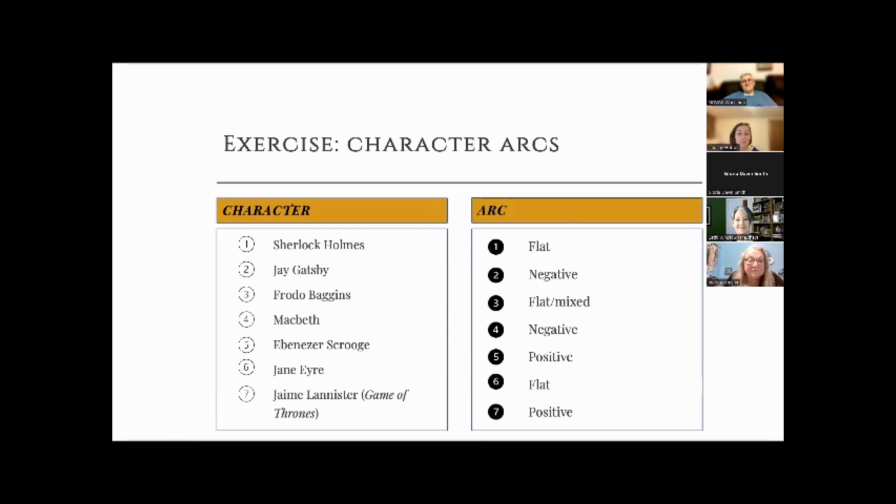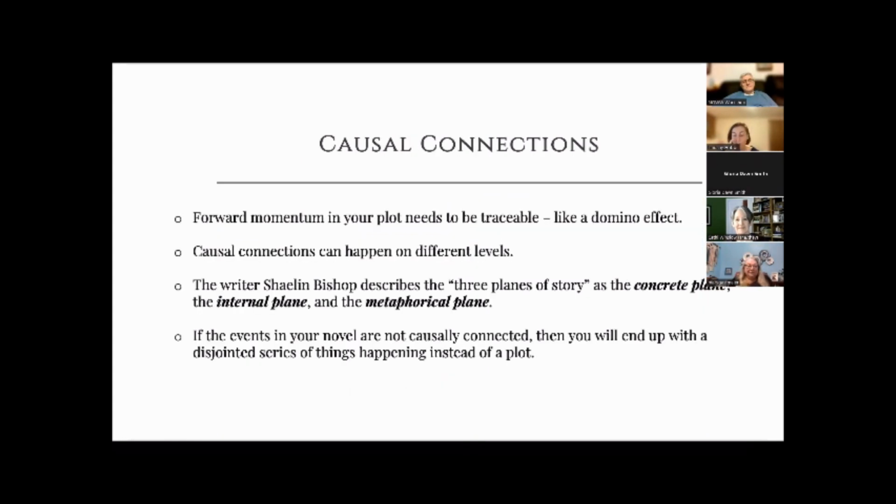All right, so we'll move on from character arcs. You can think about forward momentum in your plot being caused by a domino effect. So something happens in a scene, which causes a response, which causes the next scene. However, you want to be clear that causal connections in your story, although they're crucial, don't have to be so literal. They can happen on different levels of your story.